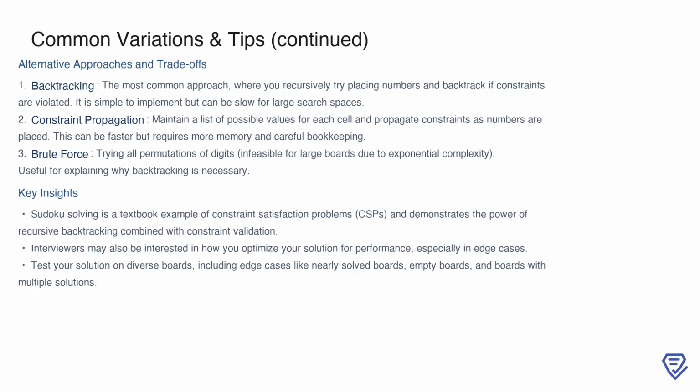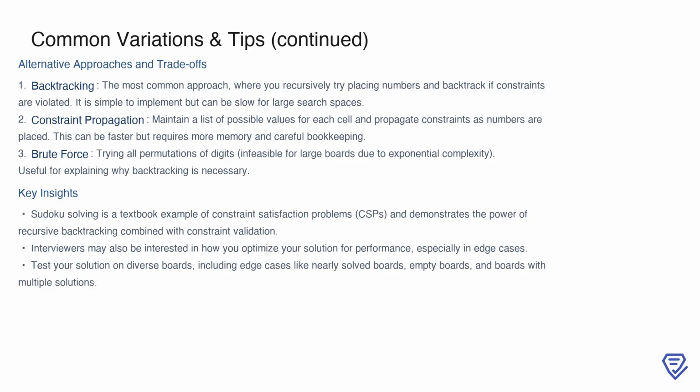Finally, let's consider alternative approaches and the trade-offs associated with each. The most common method is backtracking, where you recursively attempt to place numbers and backtrack if a constraint is violated. This approach is straightforward and effective but can become slow as the search space grows. Another option is constraint propagation, where you maintain a list of possible values for each cell and update these possibilities as numbers are placed. While this can speed up the solving process, it requires more memory and careful bookkeeping to ensure consistency. Brute force, on the other hand, involves trying all possible permutations of digits, but it's generally infeasible for larger boards due to its exponential complexity.